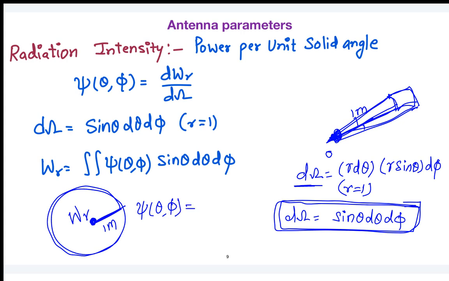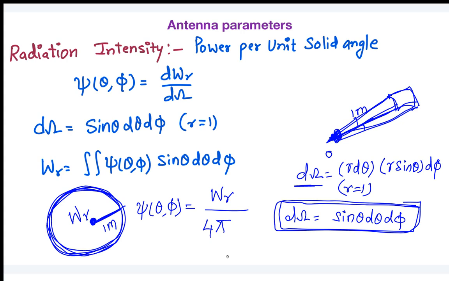So the radiation intensity is the power per solid angle. So what is the total radiated power? That is W_R. And what is the solid angle of the sphere? If you take the sphere and calculate the solid angle, you are going to get 4 pi.